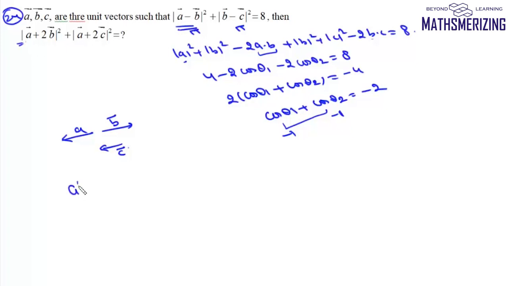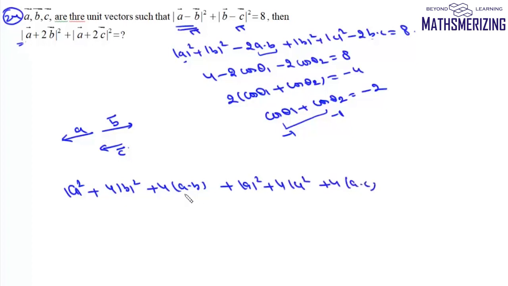So this is mod A square plus 4 times mod of B square plus 4 A dot B, and here it will be mod A square plus 4 times mod of C square plus 4 times A dot C. Now A dot B will be minus 1 and A dot C will be plus 1, so we'll cancel. So we'll get this value as 1 plus 4 and 1 plus 4, so it will be simply 10. So value of this expression is 10.